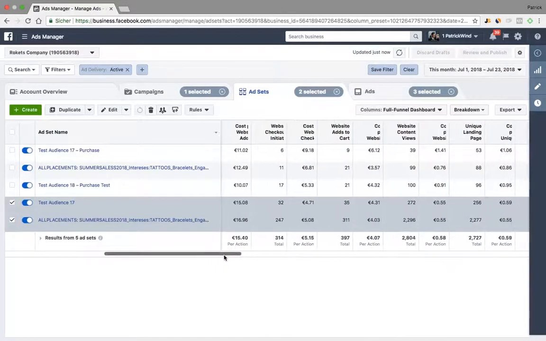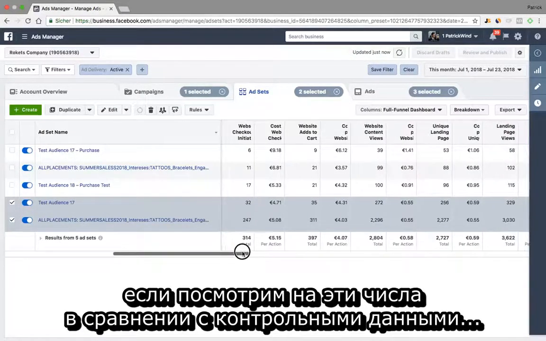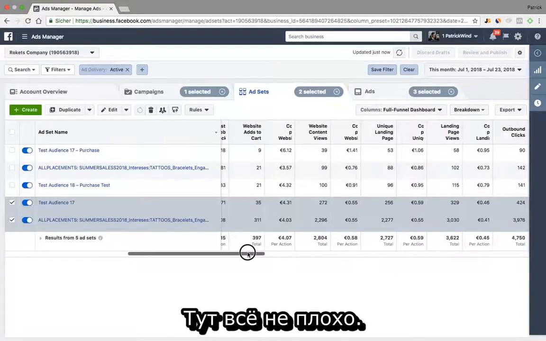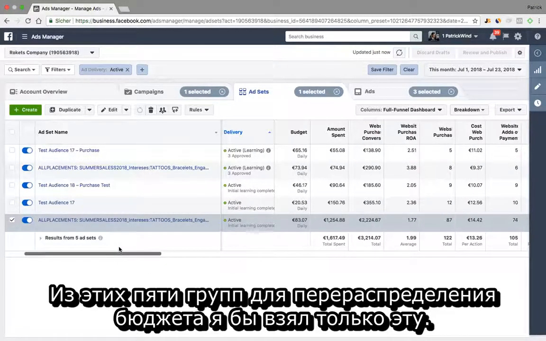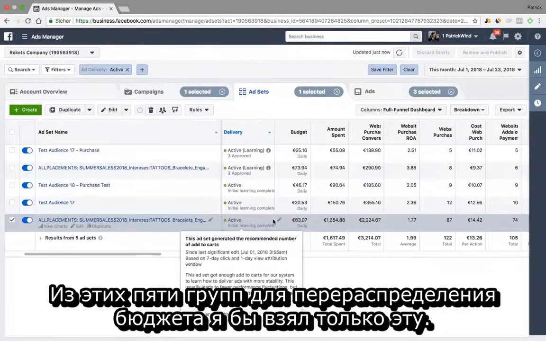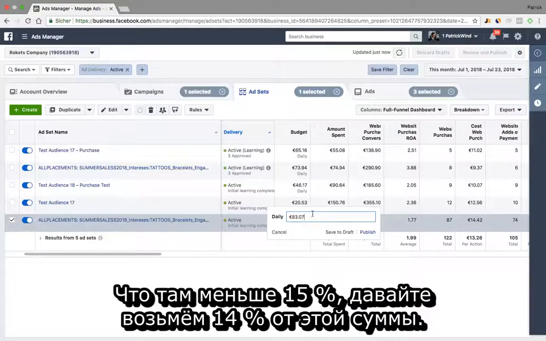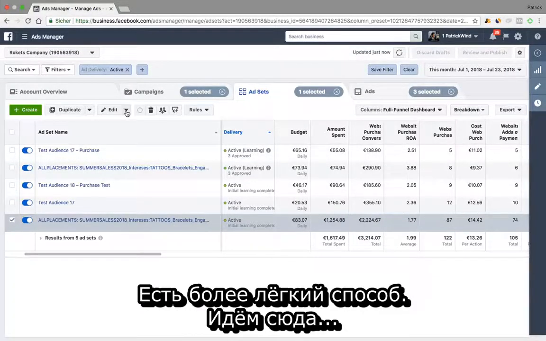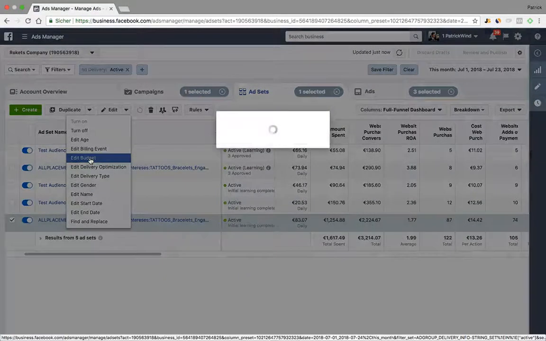Also, if I just take a look at these numbers in comparison to the benchmark, they are okay. It's actually not that bad. The only one from these 5 ad sets where I really would reallocate some budget is I would take it from here. So now the question is, what is less than 15%, let's say 14%, from this amount of money? Well, actually the easiest way is to just go in here, edit budget, okay?